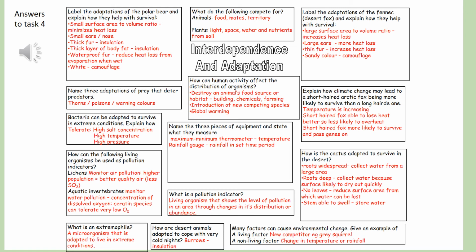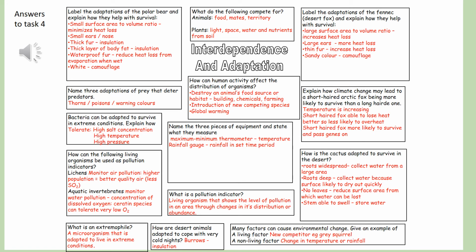How can human activity affect the distribution of an organism? They destroy an animal's food source or habitat, buildings, chemical, farming. They introduce new competing species or global warming. So there's lots of activities that we do that can change an animal's habitat and therefore change that relationship.